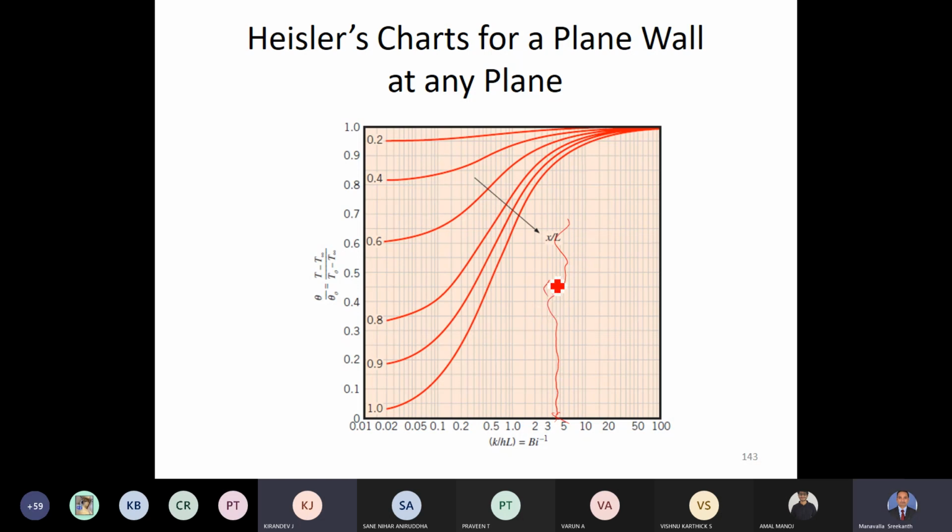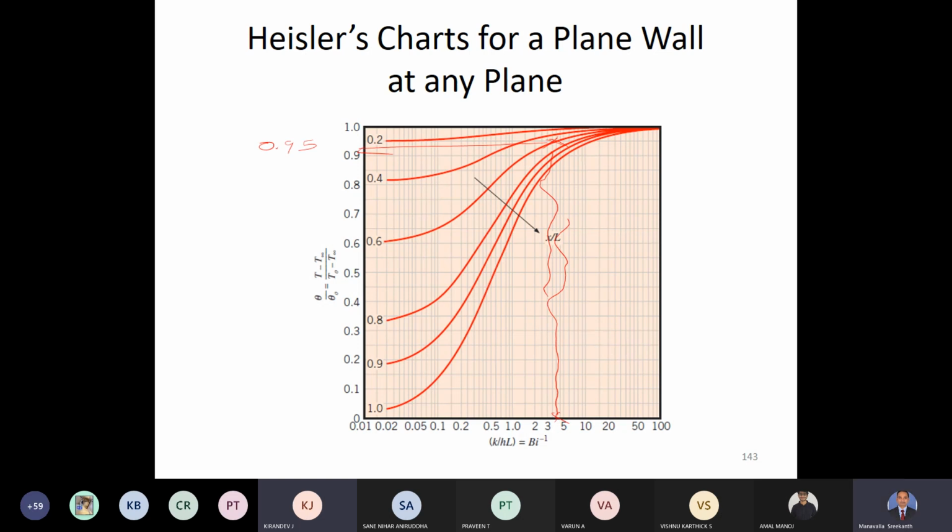So I'll have to project a vertical line. From here, draw a horizontal line onto the y-axis. So this value is somewhere between 0.9 and 1. We can say this value is probably 0.95. If you draw accurately, you may get it.